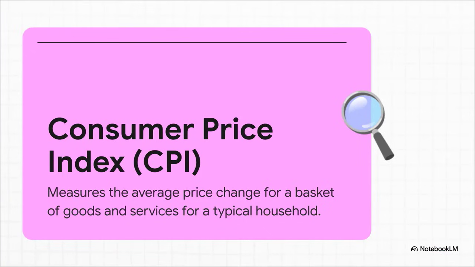And the idea is actually pretty simple. The Central Bureau of Statistics basically puts together this big imaginary basket of goods and services. You know, stuff that a typical family would buy. Then they just track how the average price of everything in that basket changes over time. It's really just a snapshot of our collective spending habits.